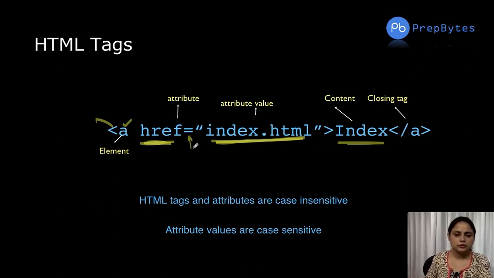Now there is something to note: HTML tags and attributes are case insensitive, whereas attribute values are case sensitive. When I say case insensitive, it means that whether you write this A in small letter or capital letter, it will work in the same manner. Whereas for these values, if you write I in small letter or capital letter, it will vary accordingly.